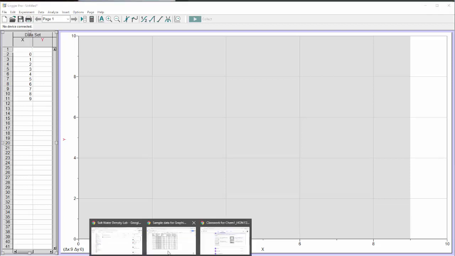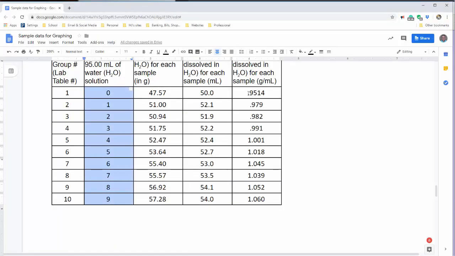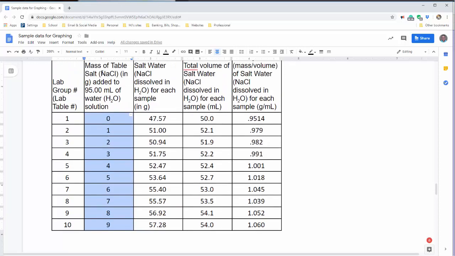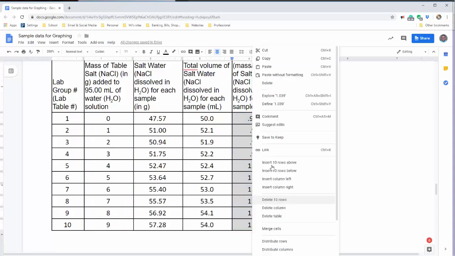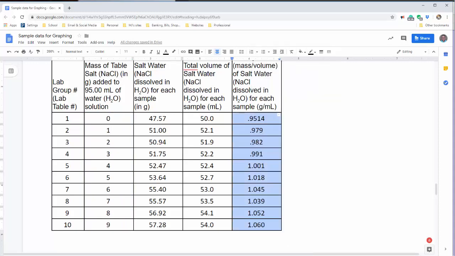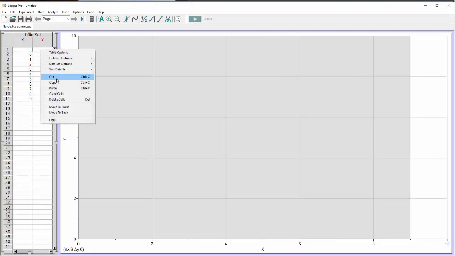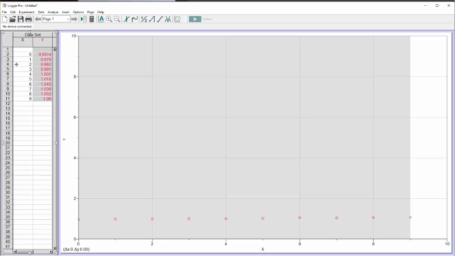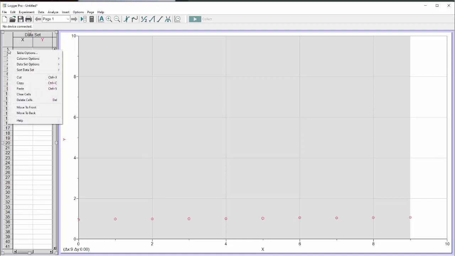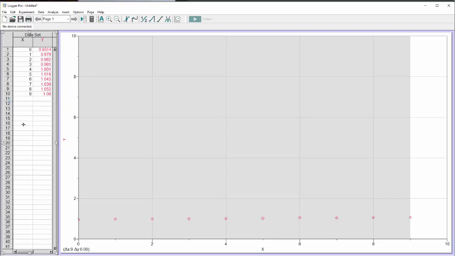I'm going to go back over here and grab the last column, because what I want to compare is the amount of salt in a fixed amount of salt water, or solution, to the density. So I want to highlight this and copy it. Go to Logger Pro, go to the top cell, and paste. And so it leaves the top cells blank. All I have to do is click those two cells, right click, and click delete cells, and it's cleaned it up.